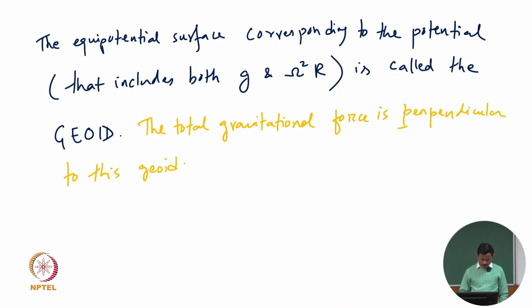In the previous lecture, we defined the total gravitational force. The total gravitational acceleration is a combination of the gravitational acceleration due to Earth's mass and another term, the centrifugal acceleration that arises because the Earth is rotating. Both of these terms act on a certain particle, a certain element on Earth's surface.